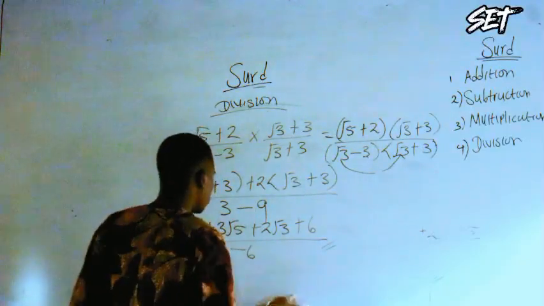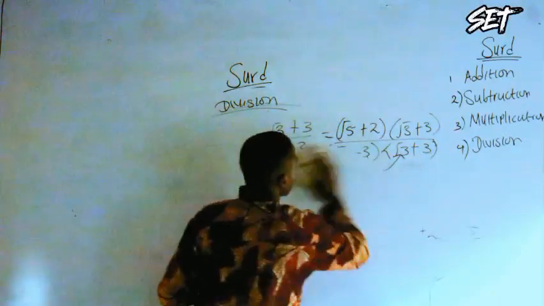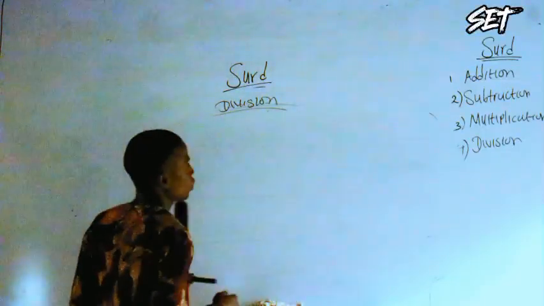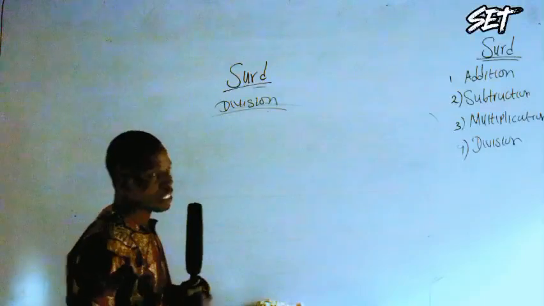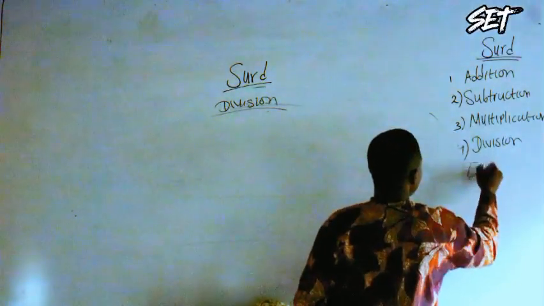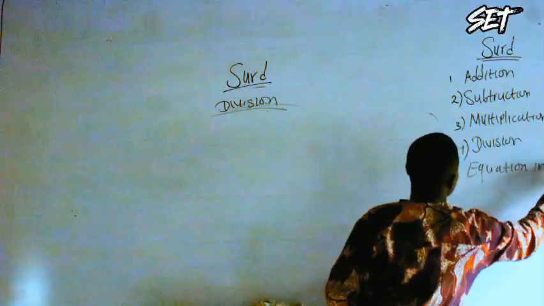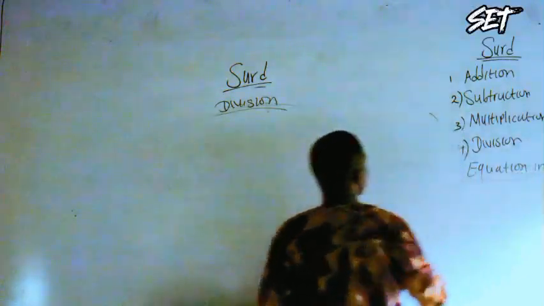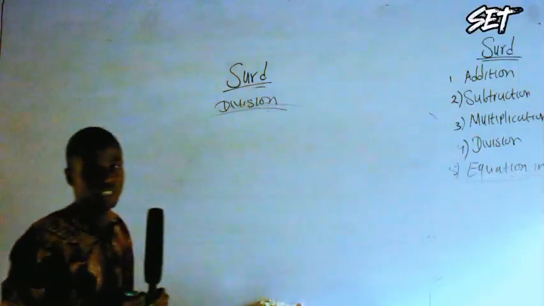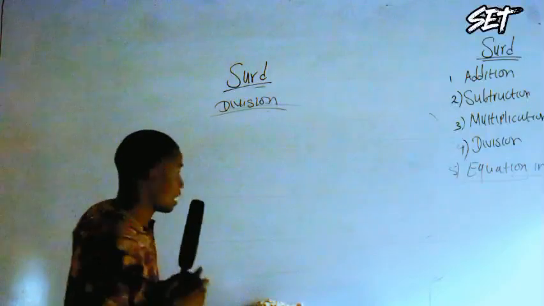Now, let us do one more that we finish with the word SURD. Now, we finish with the SURD. Now, we still do the what? The equation in SURD. Equation in SURD. That's number 5. I think it's what? Separate video. Equation in SURD. Now let us look at another one.